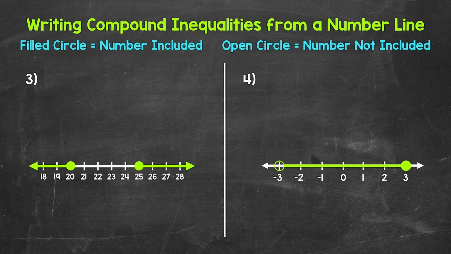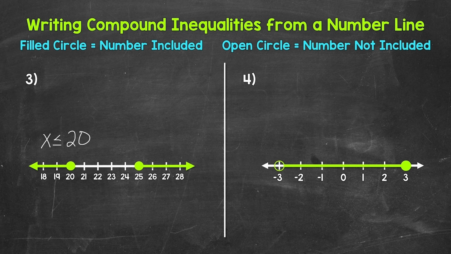Here are numbers 3 and 4. Feel free to pause the video and try these two on your own if you'd like. Let's jump into number 3, and it looks like we have an OR compound inequality. We have a filled circle at 20. 20 is included. Then the arrow is going left, representing everything less than 20. So we have x is less than or equal to 20.